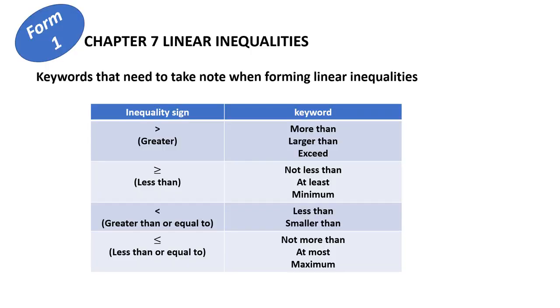In Form 1 Chapter 7, you have learned about keywords that you need to take note of when forming linear inequalities. First one, greater than. The keywords are more than, larger than, or exceed. Second one, less than. The keywords are not less than, at least, or minimum. Third one, greater than or equal to. The keywords are less than or smaller than. Last one, less than or equal to. The keywords are not more than, at most, or maximum.